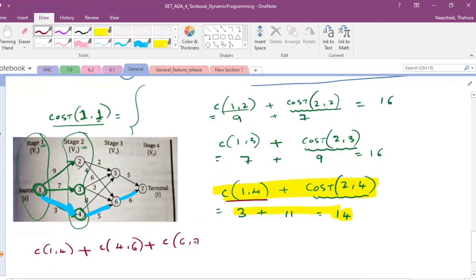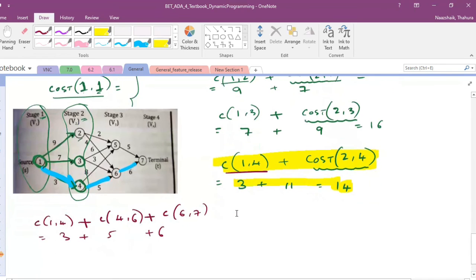This is 6, 7. Right? That's how you get. You see, now you can reevaluate it. It is 3 plus 5 plus 6. Is it matching to 14? Correct, no? 14. Yes, ma'am. Right? So this is your path. This blue highlighted one is your minimum cost of going from source to terminal. Right? Is this clear?